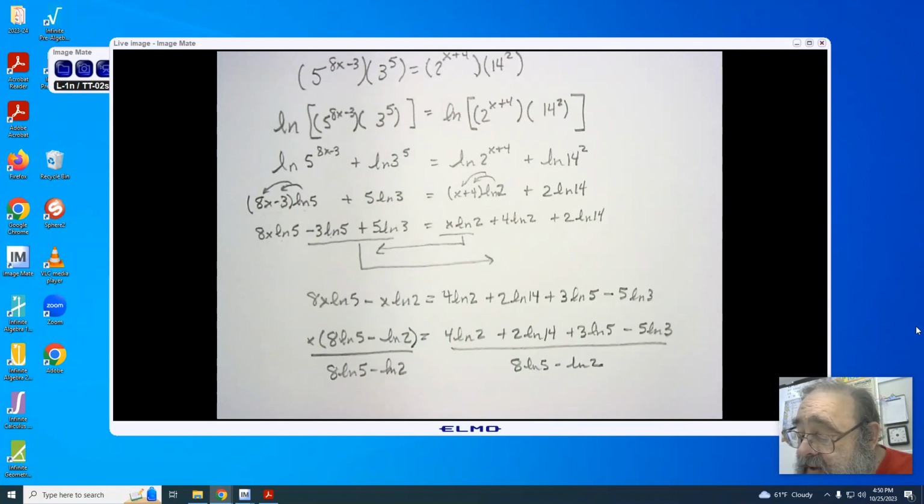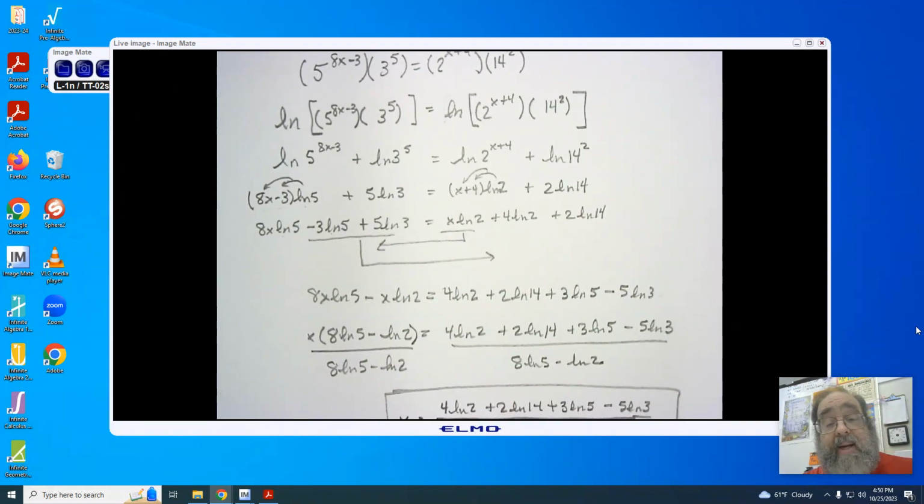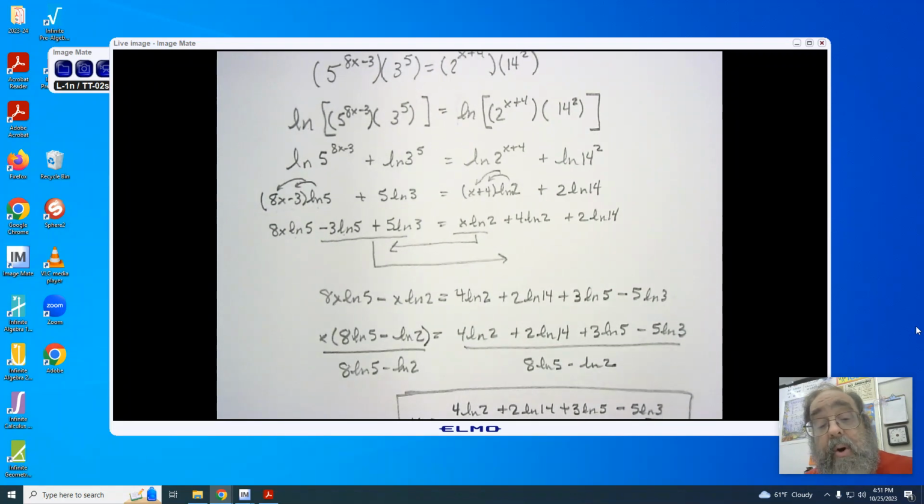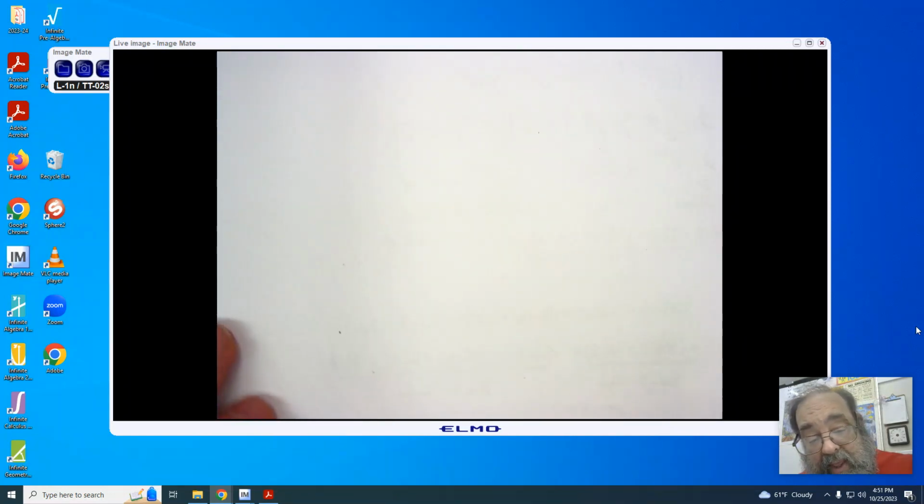And I now have what x is equal to. This is my exact answer: ln 2 plus 2 ln 14 plus 3 ln 5 minus 5 ln 3 over 8 ln 5 minus ln 2. And there it is. That is my solution. Notice it's a lot of work. Now, the more you get used to this, the easier it becomes. Just remember that, okay?